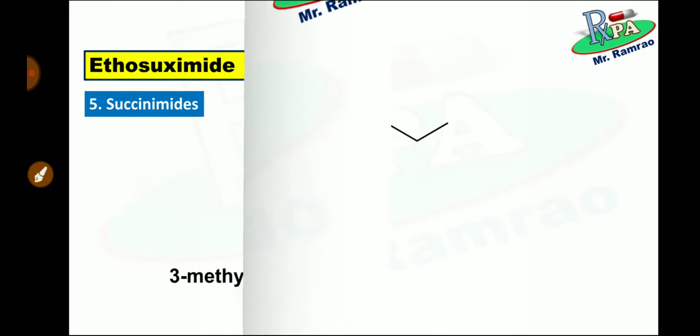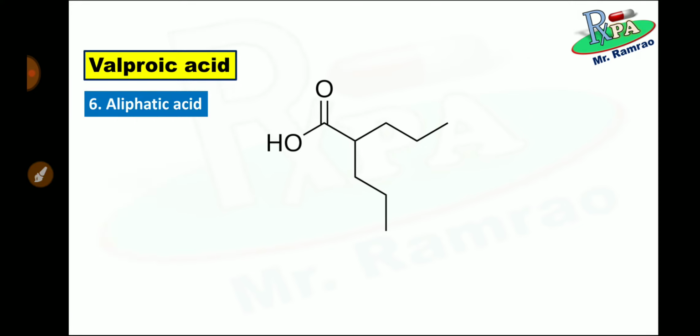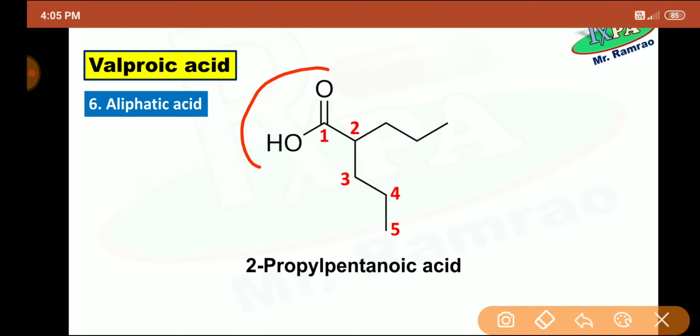Now we'll see the next molecule, which is an aliphatic acid derivative, or aliphatic carboxylic acid derivative. You know, a long carbon chain without any unsaturation is known as an aliphatic chain, and as it has a carboxylic group, it is known as an aliphatic carboxylic acid derivative. Here you can see the carboxylic acid is present, and the longest carbon chain is the 5 carbon chain, therefore the name of the molecule contains pentanoic acid.